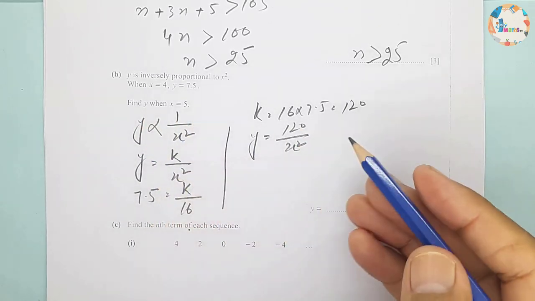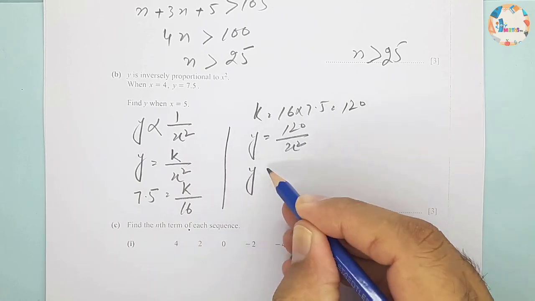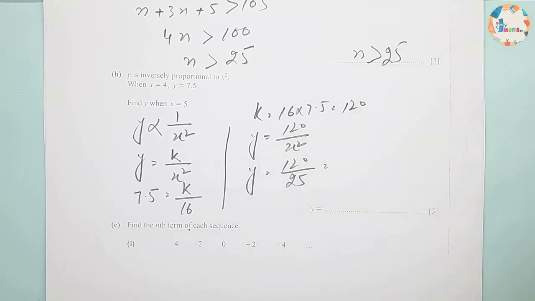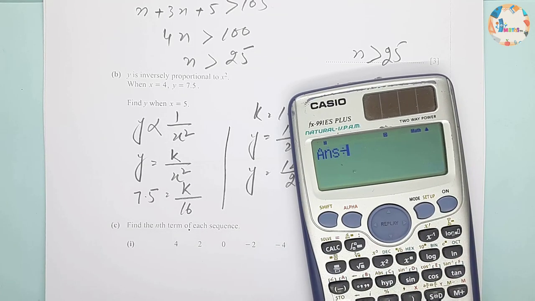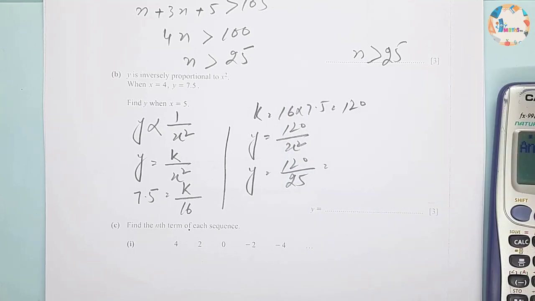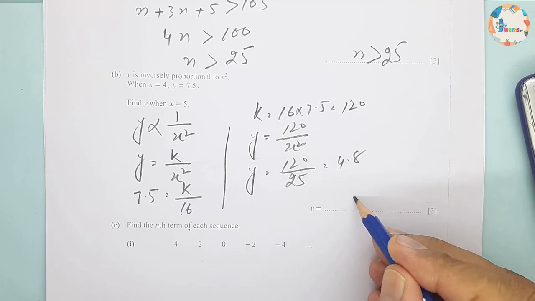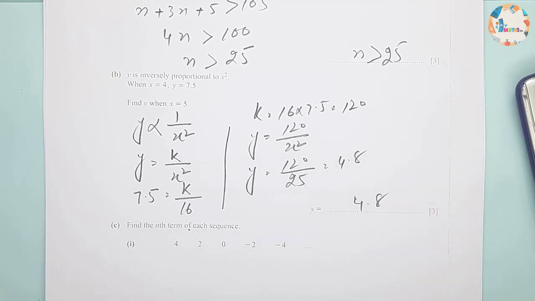So the equation will be y is equal to 120 over x square. Find y when x is equal to 5. So we have to find y when x is equal to 5. 5 square will be 25. So 120 divided by 25 will be 4.8. So our y value will be 4.8.